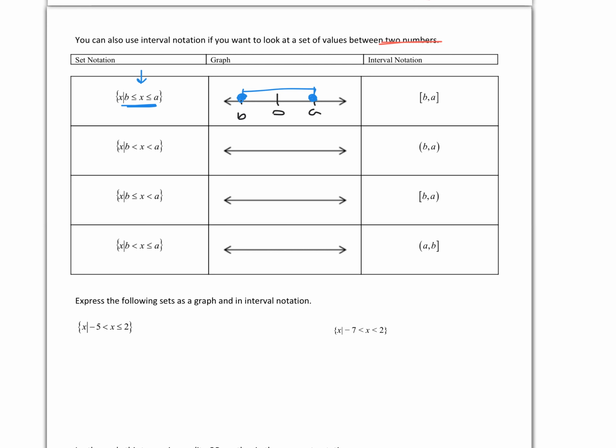Here, in interval notation, you notice the lowest point is B, and we include it, so there's a square bracket. And the highest point is A, and we include that, there's a square bracket. So there's no infinities involved here when we're shoved between two numbers.